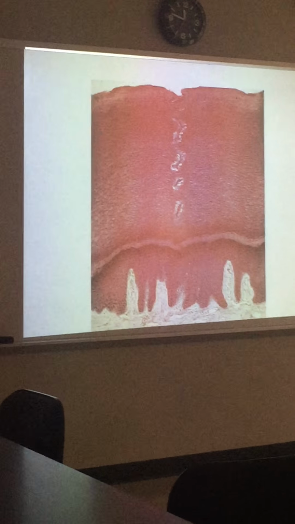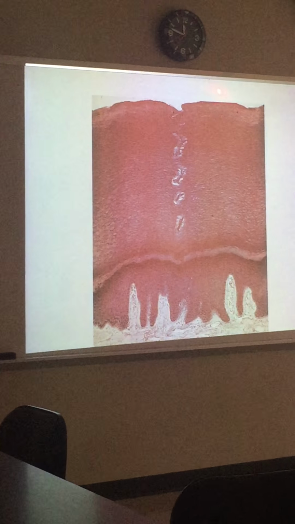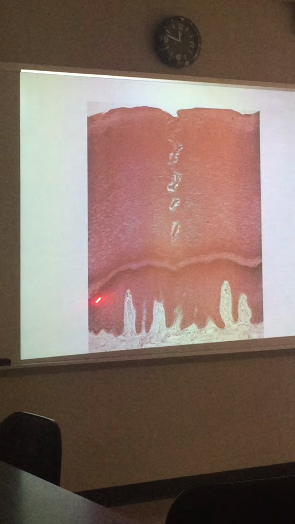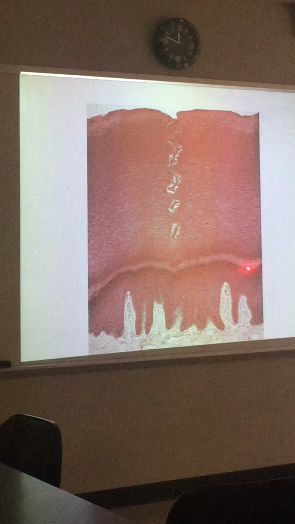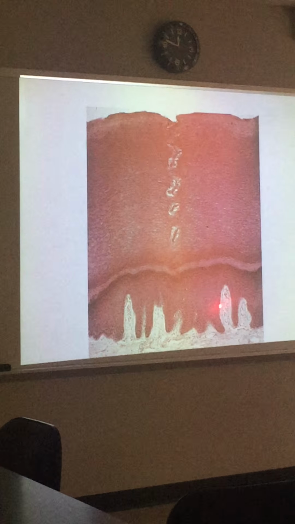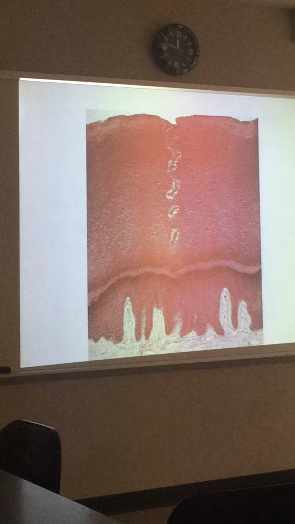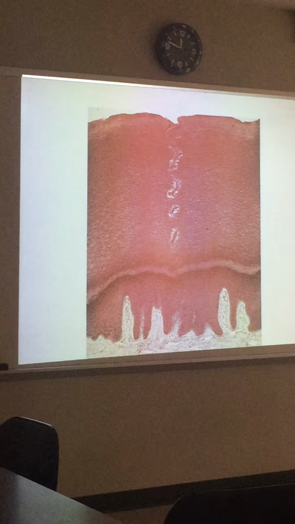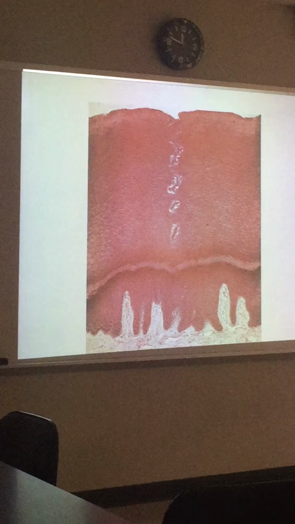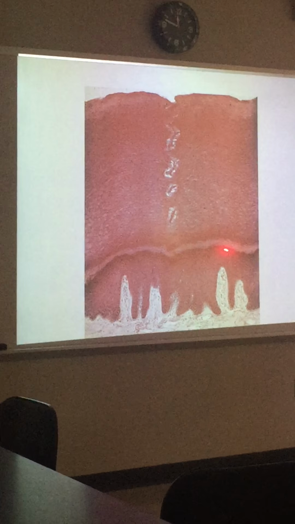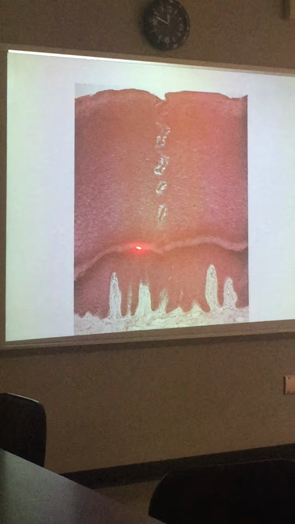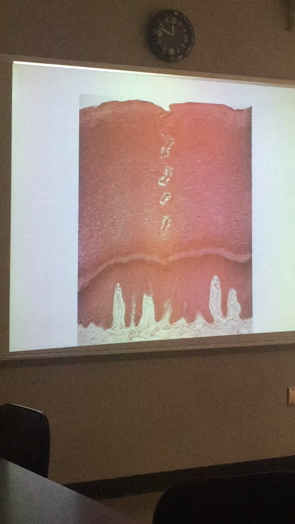Now, let's go through the layers. Cornified, clear, grainy, spiny, and basal. Just remember, some people insist on Latin. Cornified and corneum, real easy. Grainy and granulosum, real easy. The tricky one is lucidum.